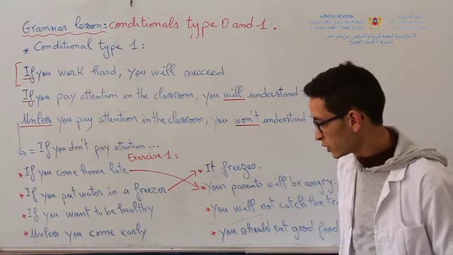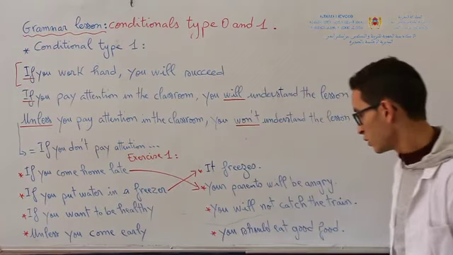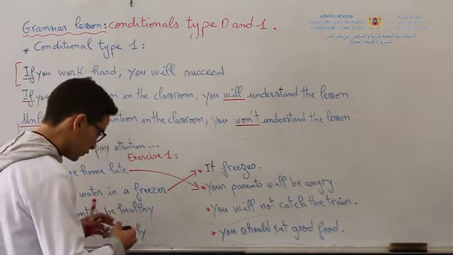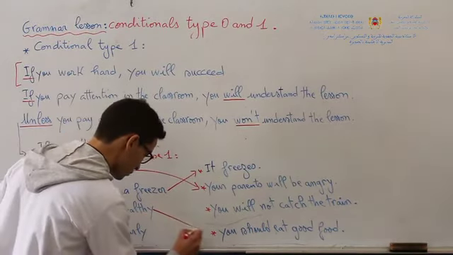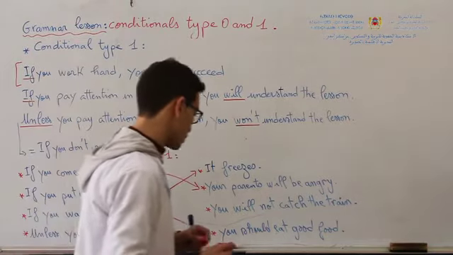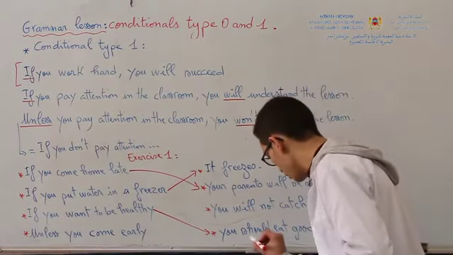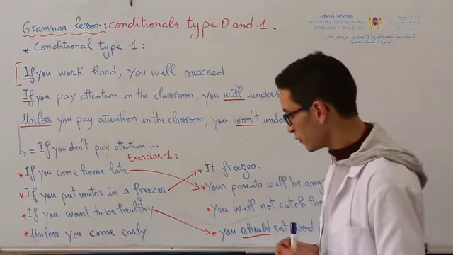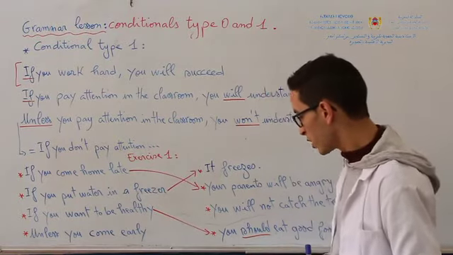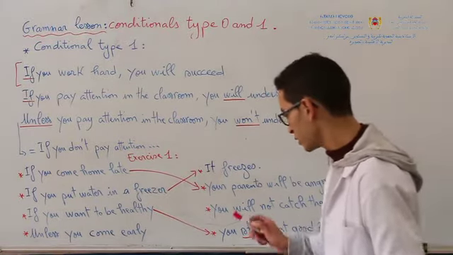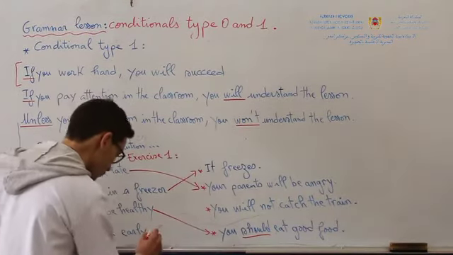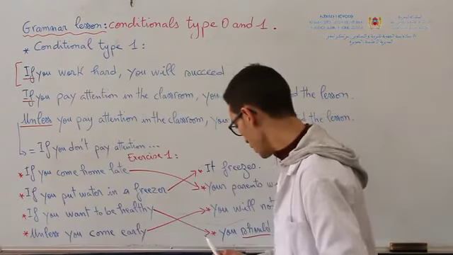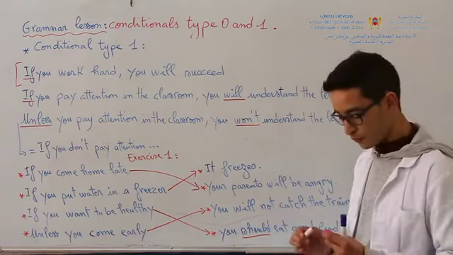The third sentence: if you want to be healthy, what should you do? You should eat good food. As you can see here, we have the modal auxiliary verb, which is should. The final sentence is: unless you come early, obviously the answer is, you will not catch the train. What does it mean? It simply means, if you don't come early, you will not catch the train.